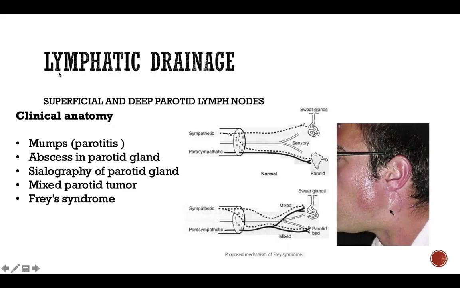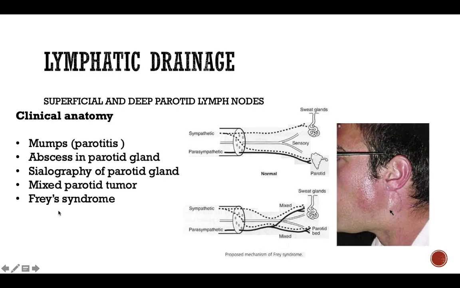Now we have come to the final part, the lymphatic drainage and the clinical anatomy. Lymphatic drainage: the parotid gland is drained through the superficial and the deep parotid lymph nodes. It's pretty much basic and it's very obvious, nothing much to explain about it.